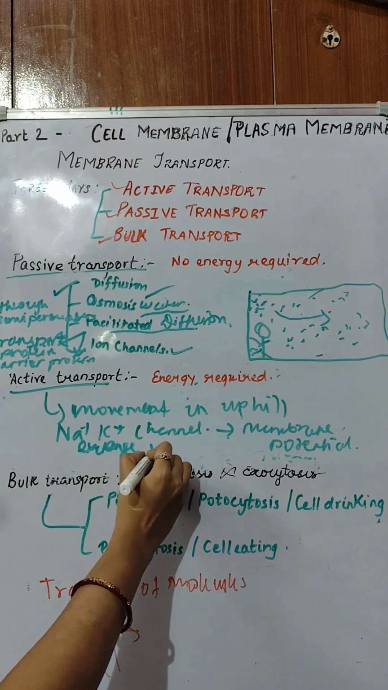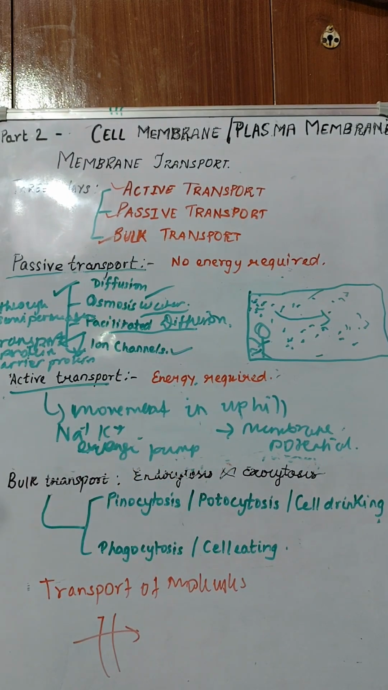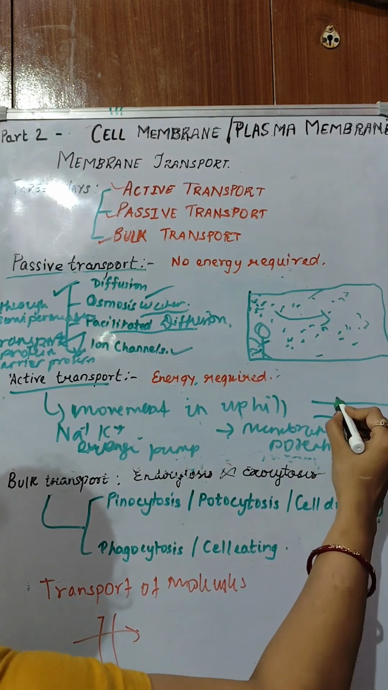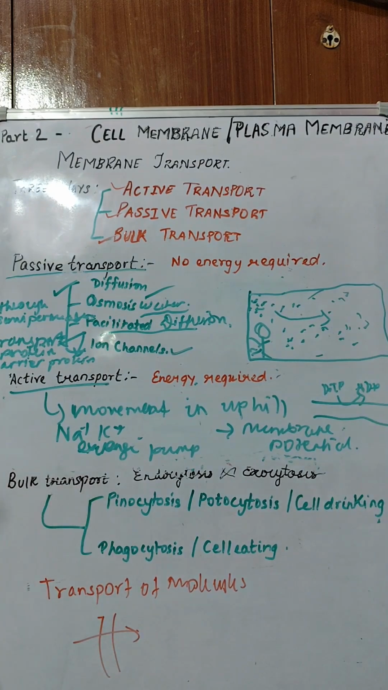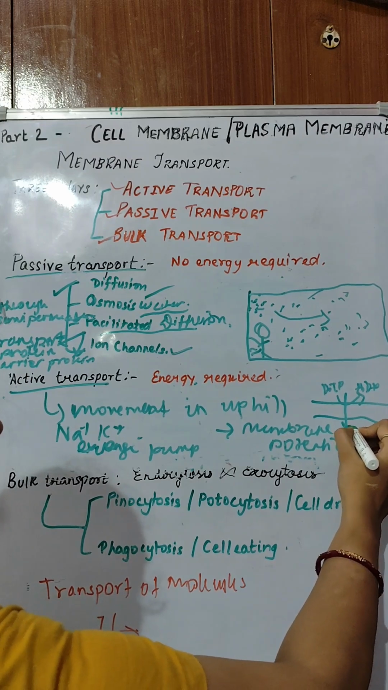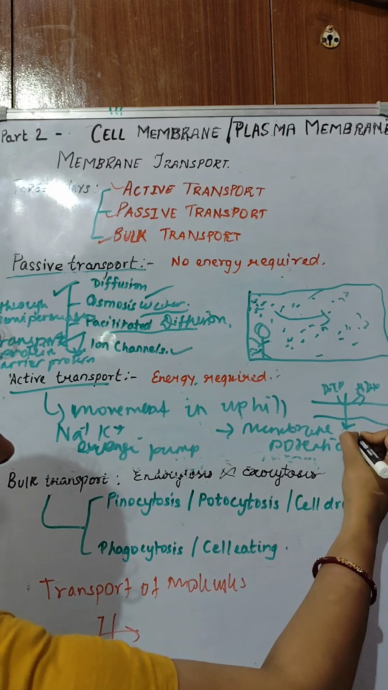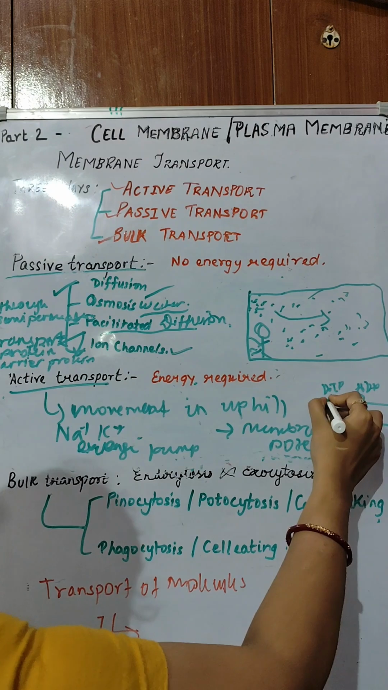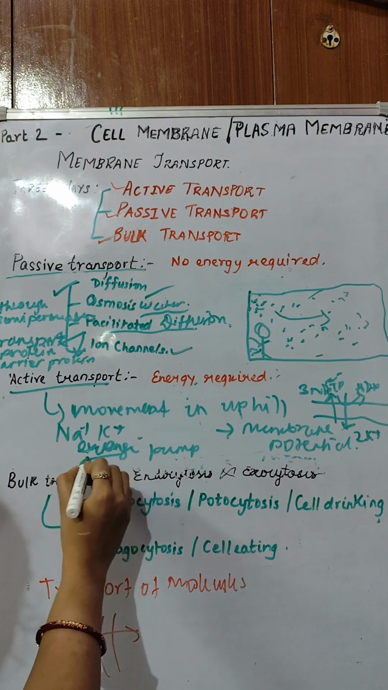Now this sodium potassium exchange pump is going to utilize ATP. Once this ATP gets broken down, it will release energy, and this energy will be used for sending 2 potassium inside the cell and 3 sodium outside the cell. Okay, there is an exchange. That's why we have used the word exchange here.